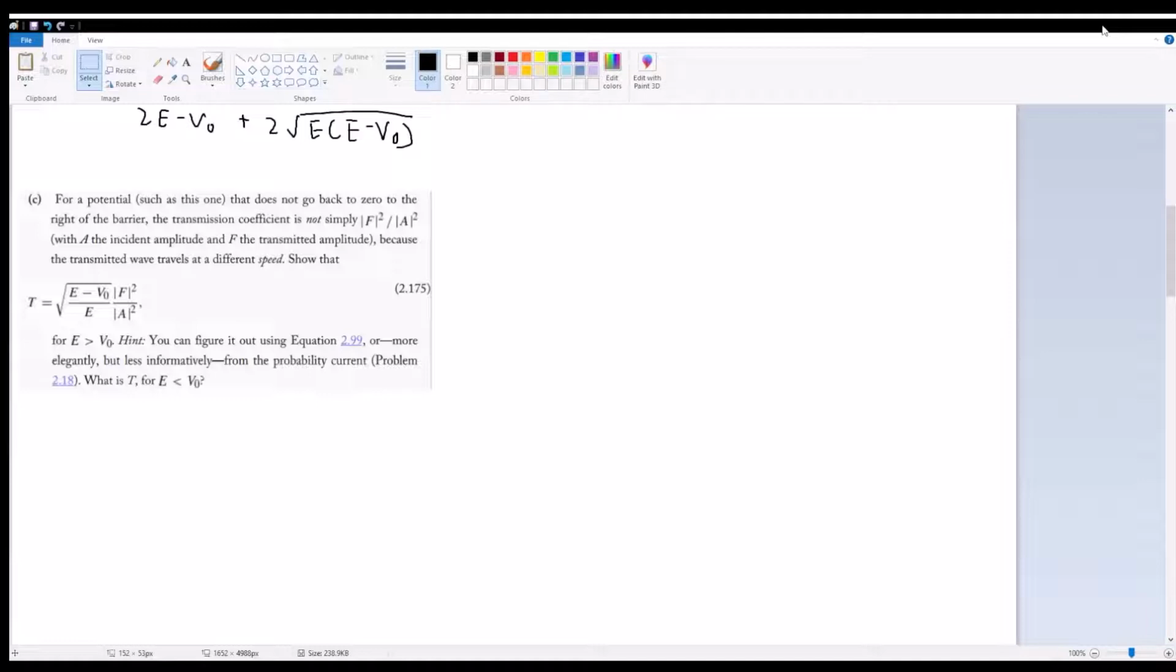So to give a little bit of insight of what this actually means, let's just consider a standard finite well, or finite barrier, I suppose. So let's say our barrier is this high, and then let's say our incoming particle has an energy E that's less than the barrier.